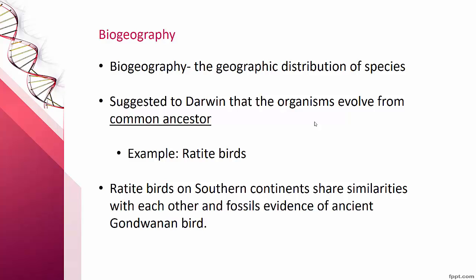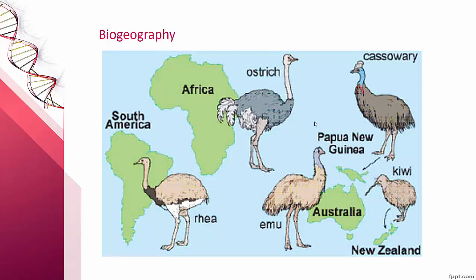It's the ratite bird. So the ratite birds were found on southern continents, and they share similarities with each other and with the fossil evidence of an ancient Gondwanan bird. There are a few more, but these are just a nice selection of these ratites. So you've got the rhea, the ostrich, the emu, the cassowary, and the kiwi, and they all have similarities with each other and with this ancient bird. So this suggests a common ancestor. The ancient bird was the common ancestor for all of them.